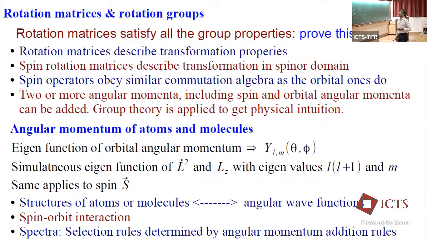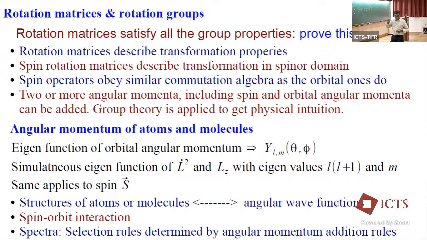The rotation matrices satisfy all the group properties. One can prove this iteratively using the commutation relations. Rotation matrices describe transformation properties from one frame to another frame. Spin rotation matrices also describe transformation, but with one fundamental difference: the spin will not act on spatial functions or on any space we understand, the three-dimensional space. It will act in another space which is called the spinor domain.